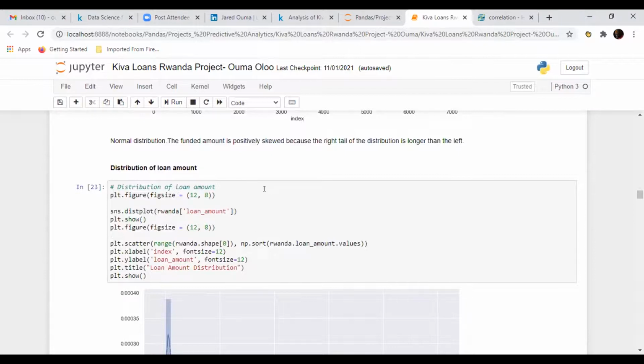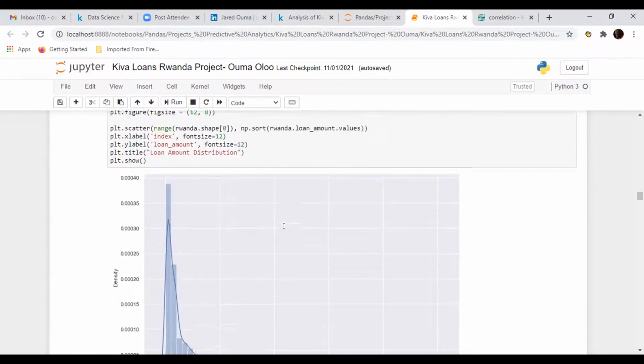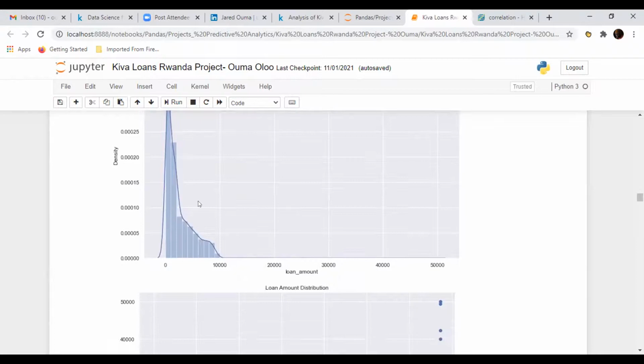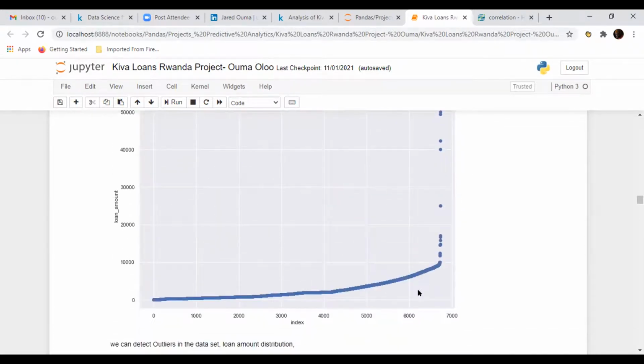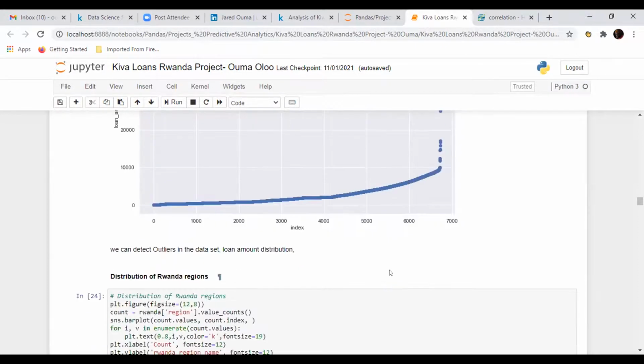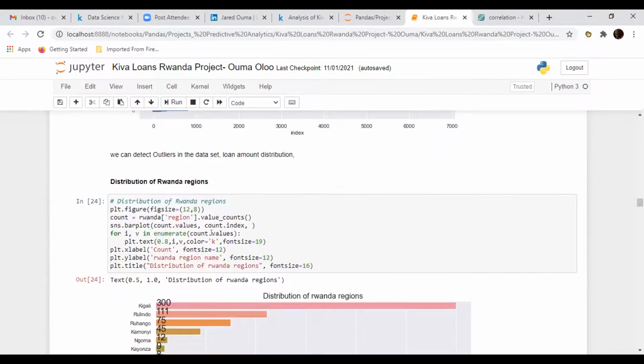Then I went and also did distribution of loan amount. You can clearly see how it's also distributed. There are still some outliers on the same. So I commented we can detect outliers in the data set in the loan amount distribution.